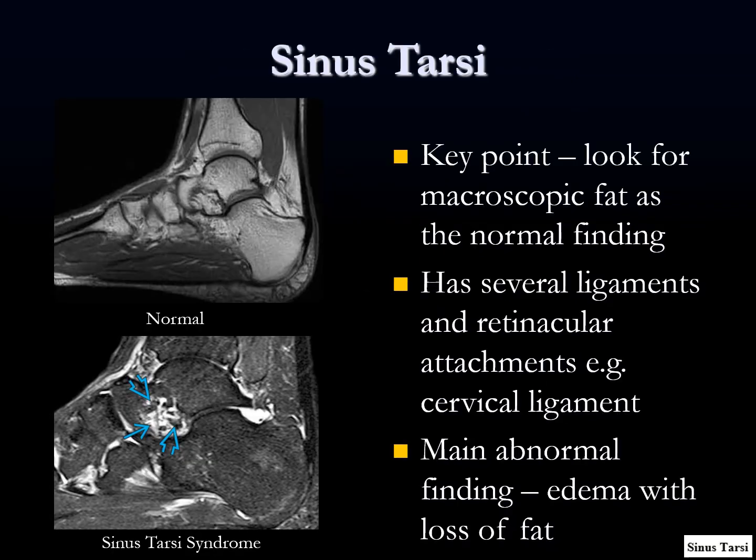Sinus tarsi is one of the last structures to look at. This is a normal space between the talus and the calcaneus, which is a fat-containing space. So that's the main finding to make, is that you look at it and make sure you have preserved macroscopic fat. There's several ligamentous retinacular attachments in this region, for example, the cervical ligament, but the main finding is just to look for the loss of the fat and if there's increased T2 signal, because that can be an indication of something called sinus tarsi syndrome, which is a clinical diagnosis, but we want to make that finding if it's there.